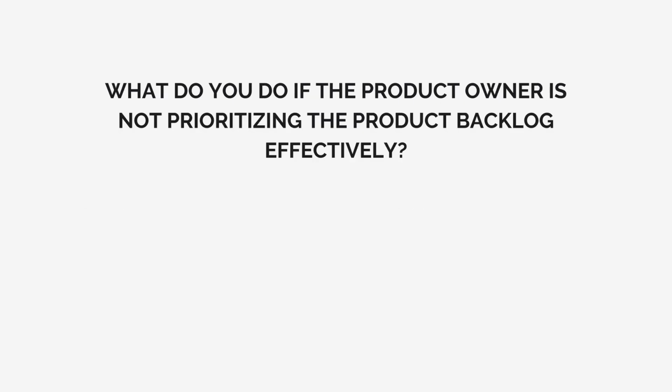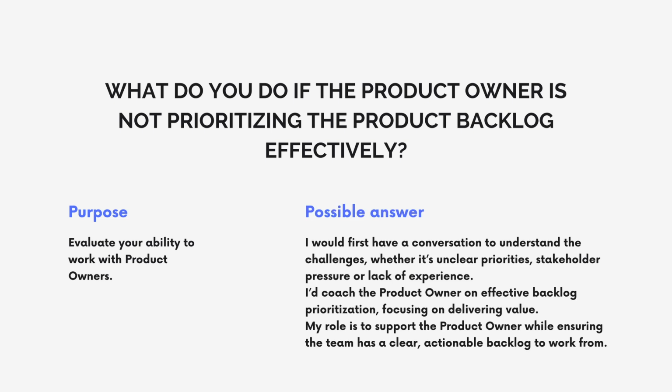Next up, what do you do if the product owner is not prioritizing the product backlog effectively? The purpose of this question is to evaluate your ability to collaborate with product owners. Possible answer to this question is first you would have a conversation with the product owner to understand the challenges. Is it because of unclear priorities? Is it because of stakeholder pressure or lack of experience in product management? You would coach the product owner on effective backlog prioritization, making sure that the product owner focuses on delivering value. Remember that your role is to support the product owner while ensuring that the development team has a clear and actionable backlog to work from.